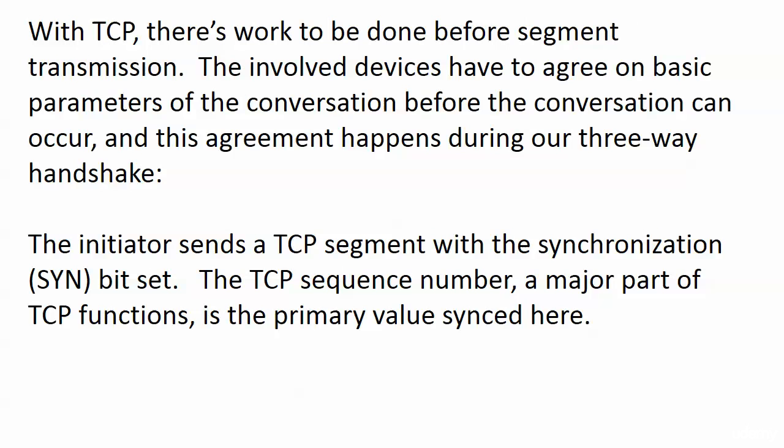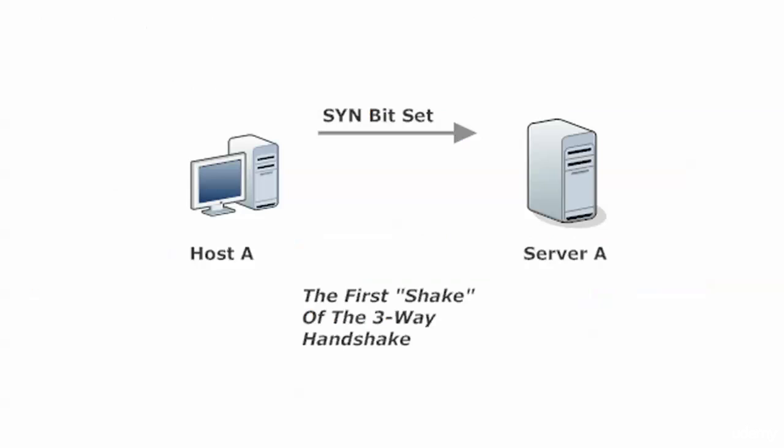Well, with TCP, remember that underlying connection we talked about? It's connection-oriented. Well, the involved devices, the sender and the sendee, to use non-technical terms, have to agree on basic parameters of the conversation before the conversation can occur. And this agreement happens during this three-way handshake. So they agree on certain rules, they agree on where certain numbers are going to begin. And with the beginning of the three-way handshake, I would definitely have this down: the initiator sends a TCP segment with the synchronization bit set, usually just called the SYN bit, S-Y-N. And the TCP sequence number, which is a major part of TCP functions, is the primary value that is synced at this point.